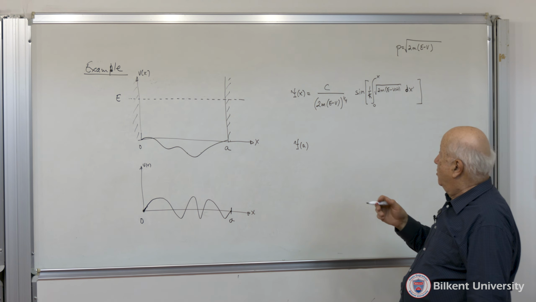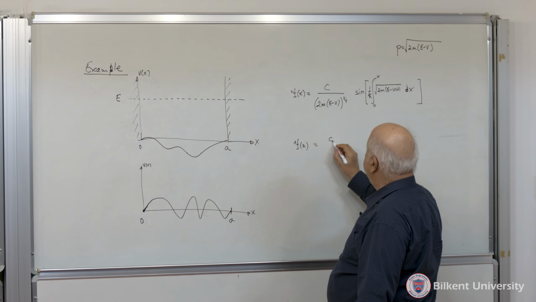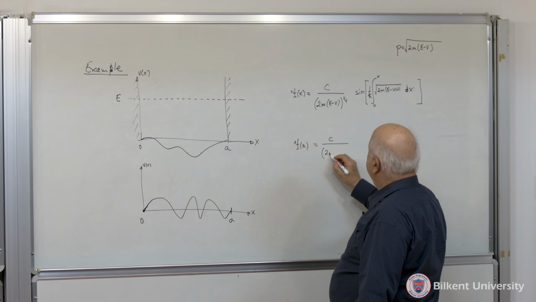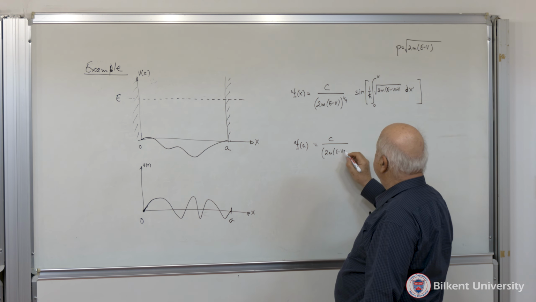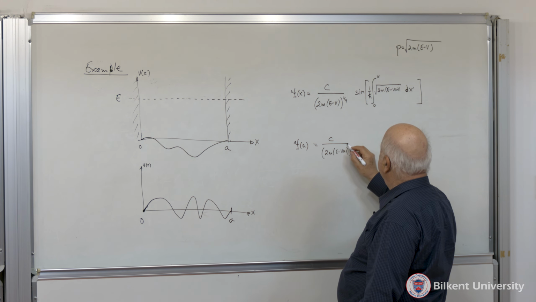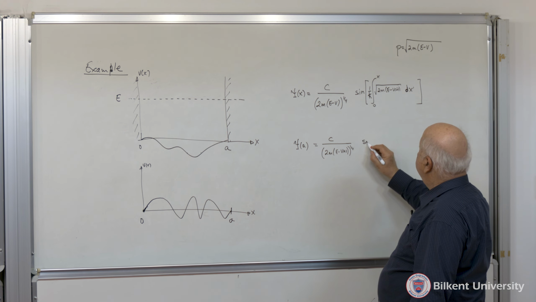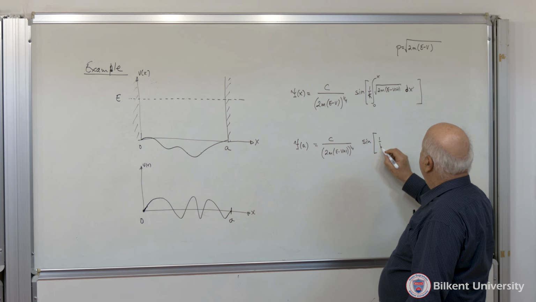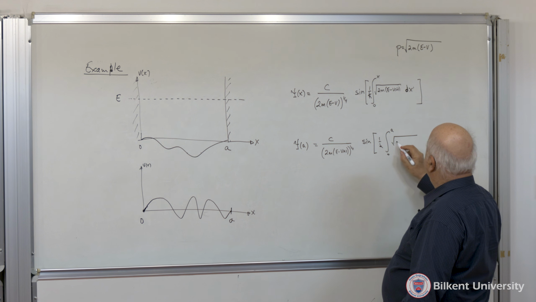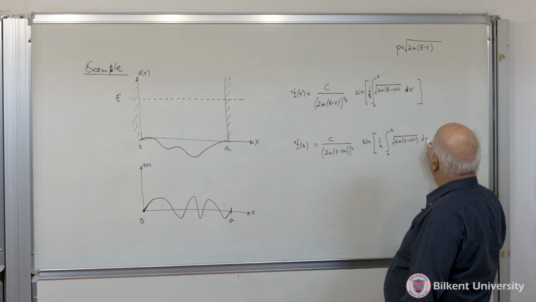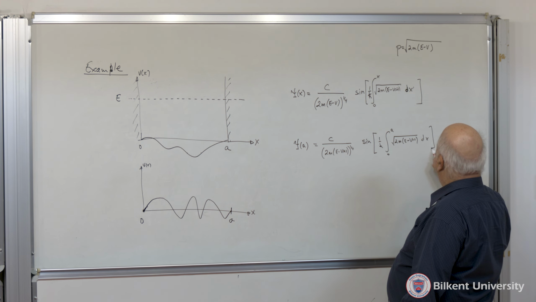Okay? So how do I do that? This is c over 2m. Remember, this e is a function of x, so this is going to be v of a, but it's not too significant over here at this point. So I have something like this, a factor here. And then I have sine 1 over h bar integral 0 to a of this quantity 2m (e minus v of x) dx is equal to 0.